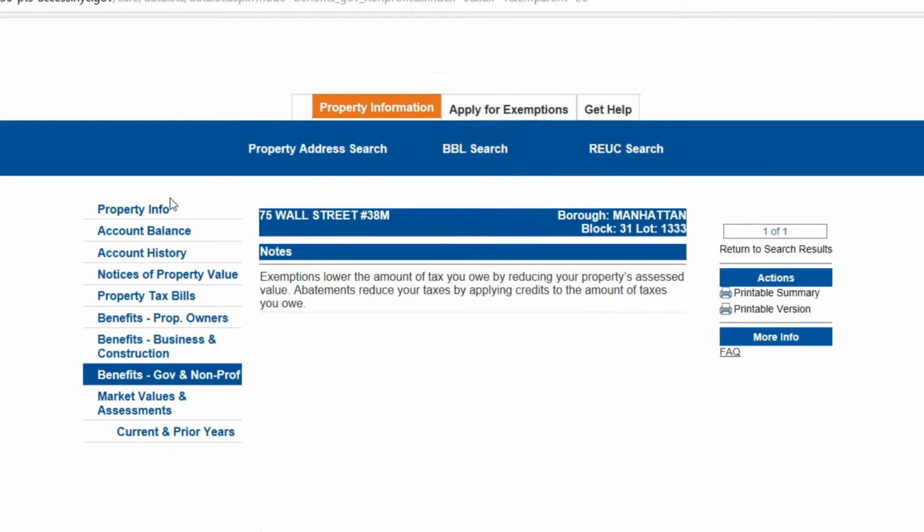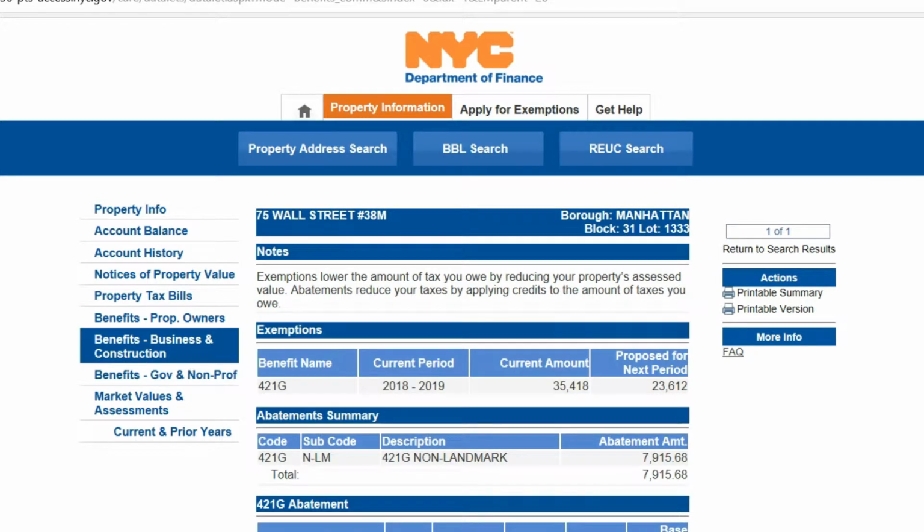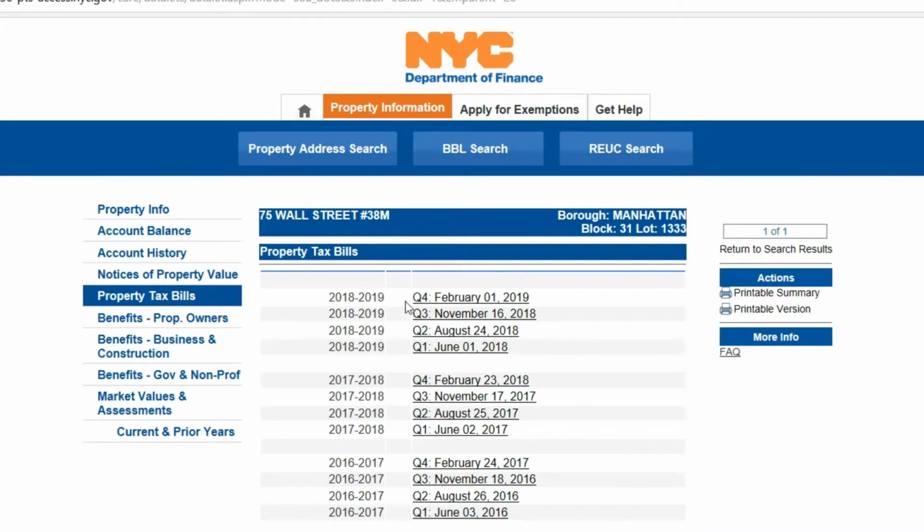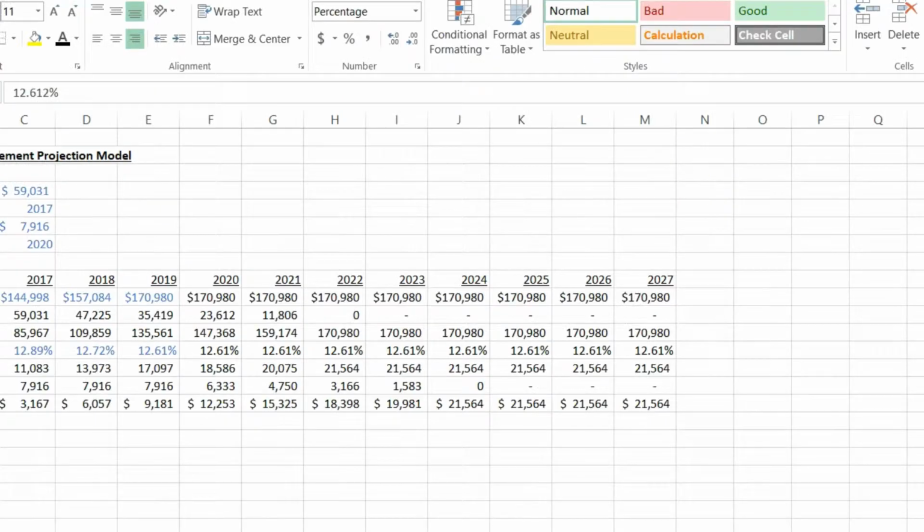You can also go to this tab, Benefits - Business and Construction, to see data from the Department of Finance on the remaining abatement. And here you'll see that this will be reflected in the current property tax bill, and this is what is proposed for the next period as it phases down. This is a non-landmark building, and this is, as a result, the benefit year is 10 out of 14 for the abatement. So it's showing you what the base abatement rate is. And all of this will tie out to the property tax bills and to our model. So if you take a look, let's go back to our model.